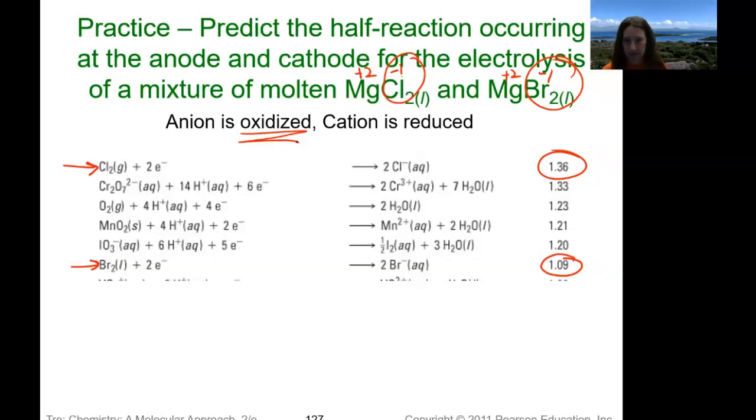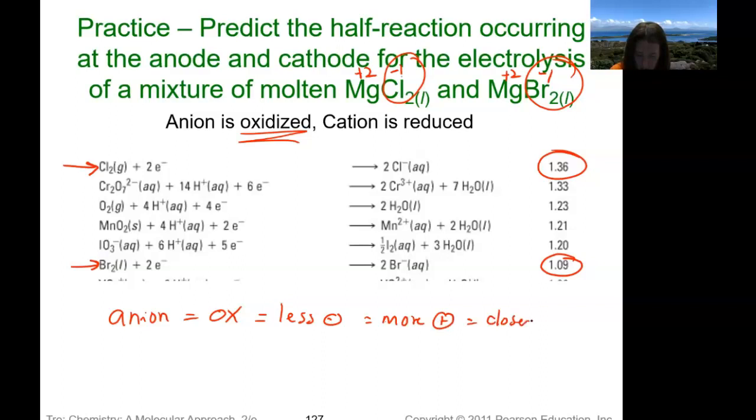Who's going to oxidize? Remember, the anion that is the easiest to oxidize is closer to the bottom. So our anion is going to be oxidized, which means closer to the bottom, or less negative, which also means more positive, which also means closer to the bottom. There's my shorthand for you.